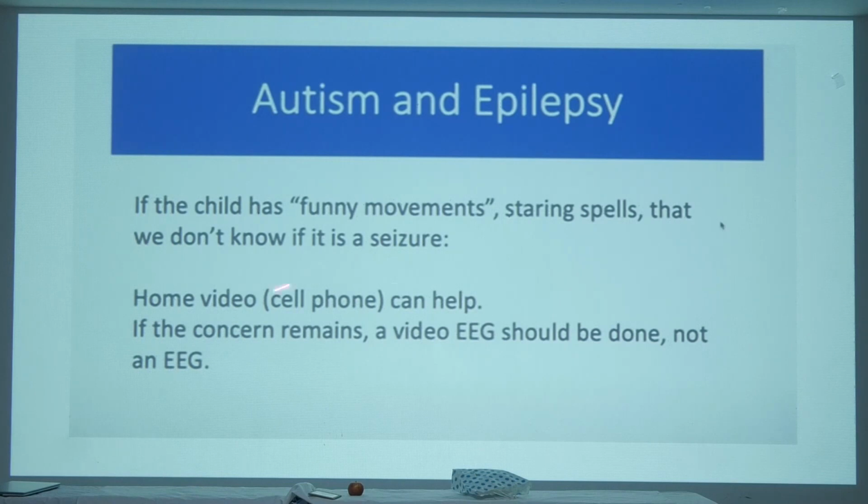Tell them to make home videos. Now everybody has an Android phone with them. So tell them to make home videos. Try to touch the child during these funny moments. If they respond, then it is not a seizure. But if they are still not responding, then it can be a seizure. If the concern remains, video EEG should be done and not routine EEG.